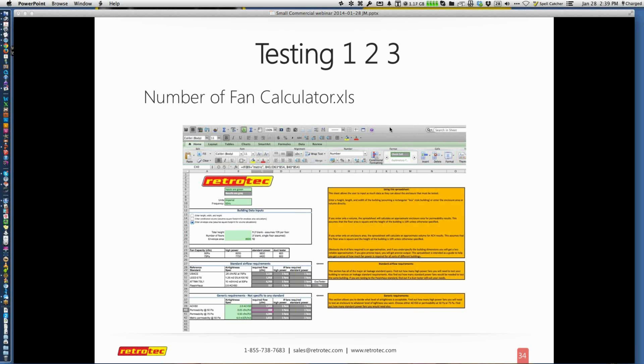So here's the calculator that Retrotec has. It's an Excel spreadsheet that gives you some guidance on what your goals are in terms of leakage and what your surface area is for square footage. And it's a real step-by-step process with instructions that explains how that kind of works.